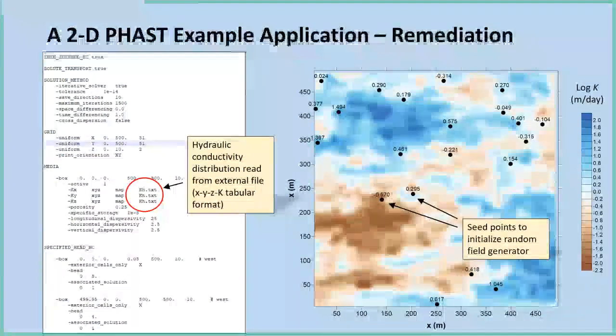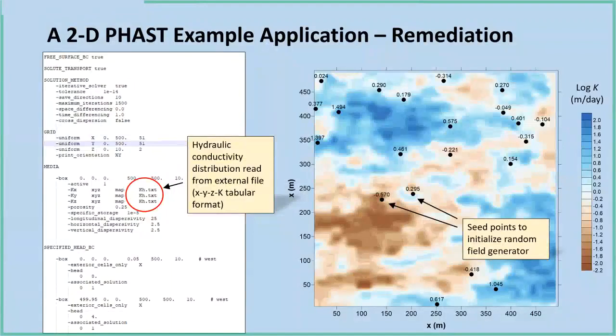Under the media keyword block, the hydraulic conductivity distribution is read in from a tabular text file where values were assigned to grid cells by interpolation. In this instance, the hydraulic conductivity distribution was created externally using a correlated random field generator. The figure on the right shows this distribution as log transformed hydraulic conductivity, with the blue shaded areas representing permeable aquifer materials such as sand and gravel, and the brown shaded material representing much less permeable silts and clayey sands.